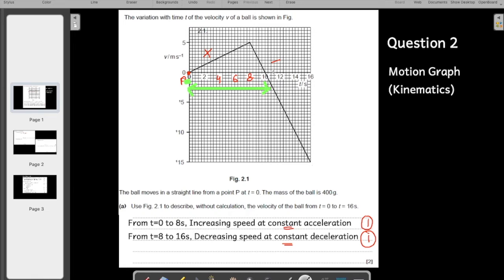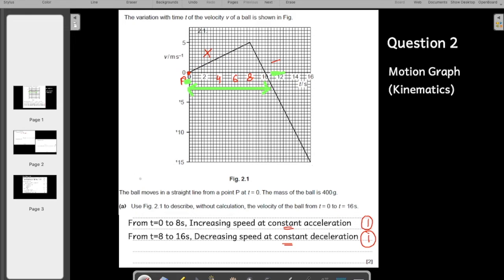T is equal to 0 to t is equal to 10. Alright, so the displacement. Let us understand what is happening to the ball during this time. What is happening to the ball? Ball is moving at an increasing speed, then it is moving with a decreasing speed, but it is not going back, it is moving ahead only. The ball is moving ahead.